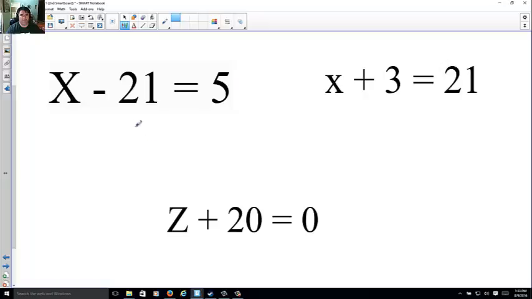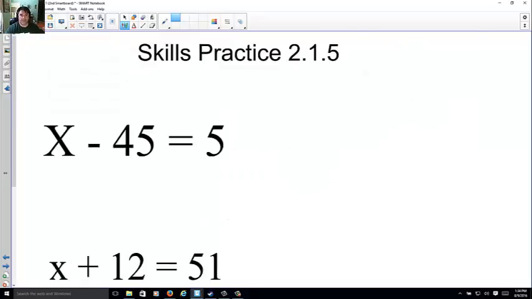You add 22 to both sides, so you're going to get 21 to both sides. You're going to get 26. Minus 3 to both sides, you get 18. And minus 20 to both sides, you get negative 20. And if you put those all back in there, you would get the correct answers.